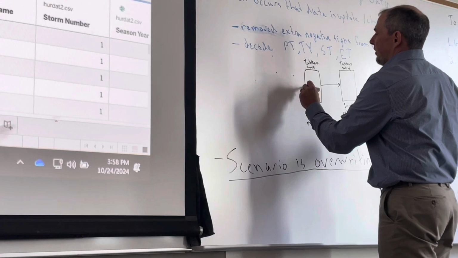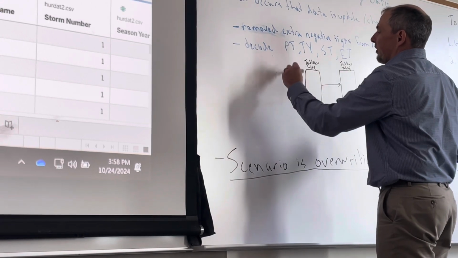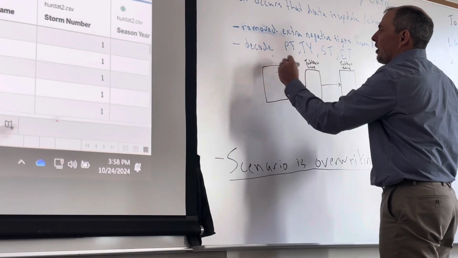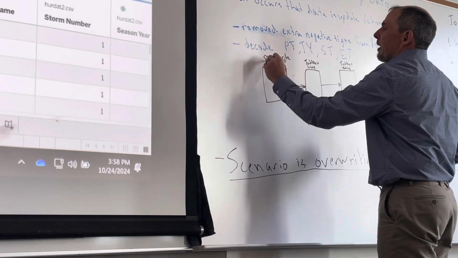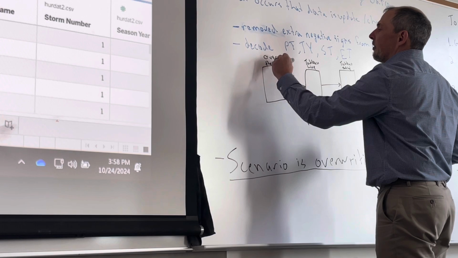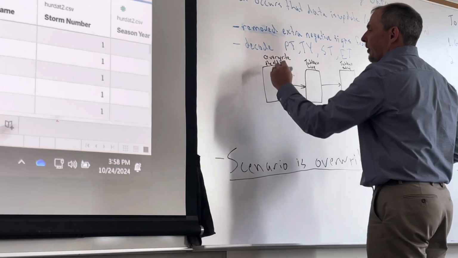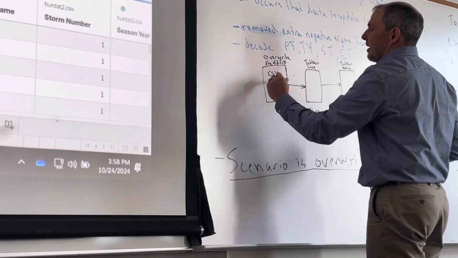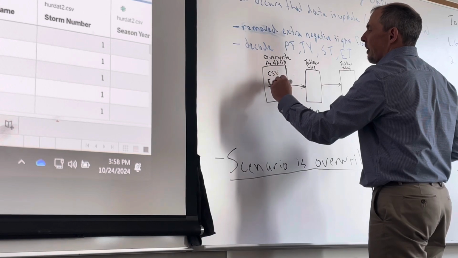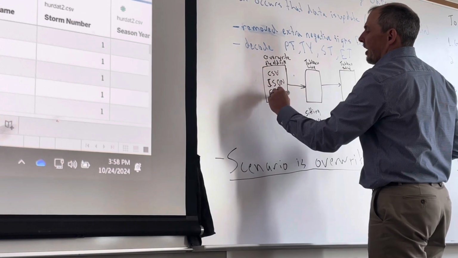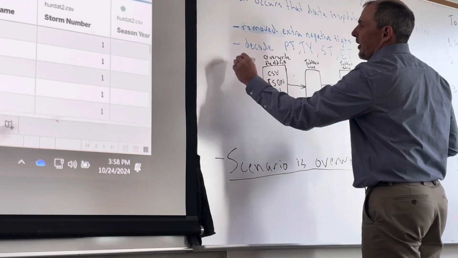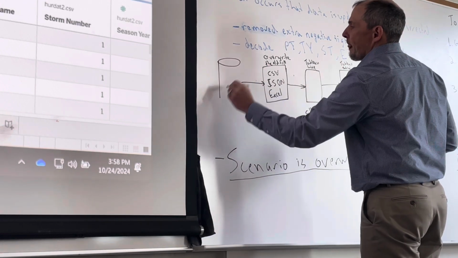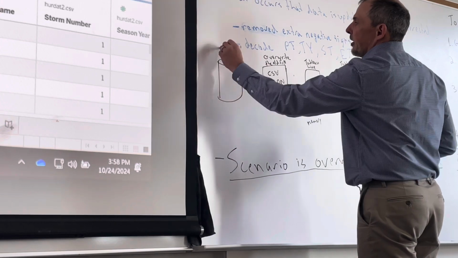I'll put in the extra step here that we were missing. So we're going to say overwrite the old file. So this could be CSV, JSON, Excel, and then this is our updated source.